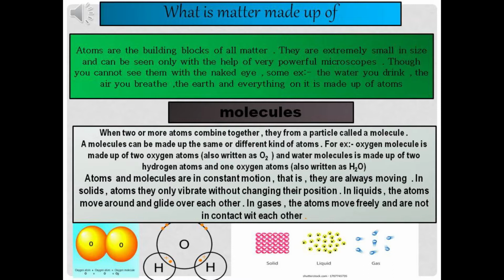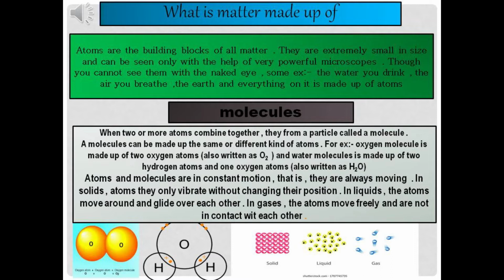They are extremely small in size and can be seen only with the help of a very powerful microscope, though you cannot see them with naked eyes. Some examples are the water you drink, the air you breathe, the earth, and everything on it is made of atoms. Now we are going to learn molecules.